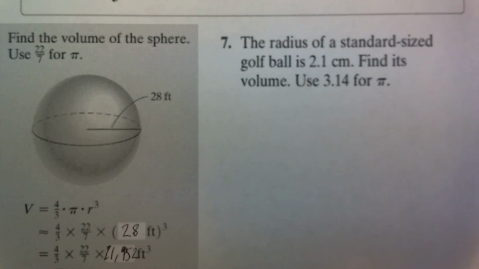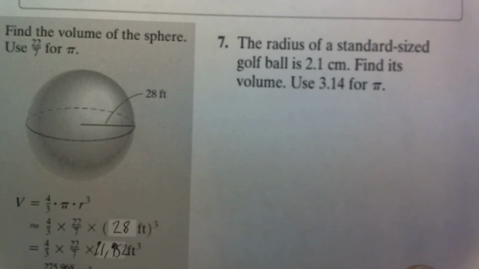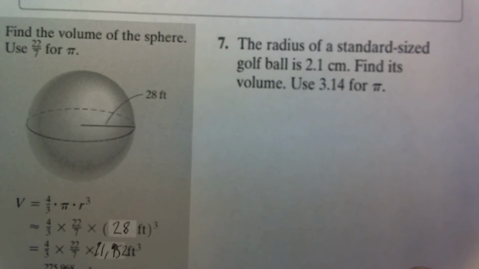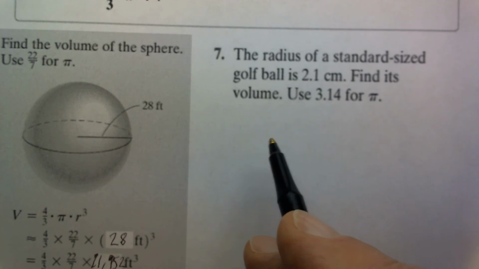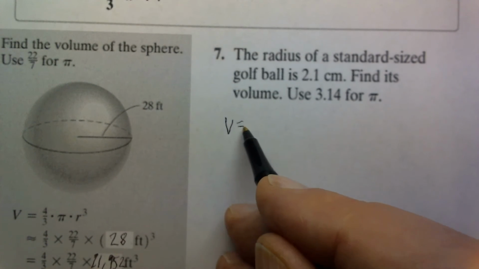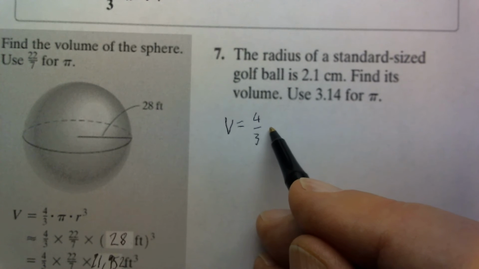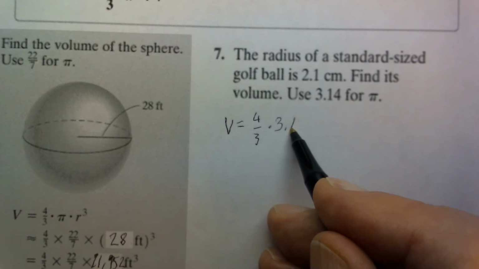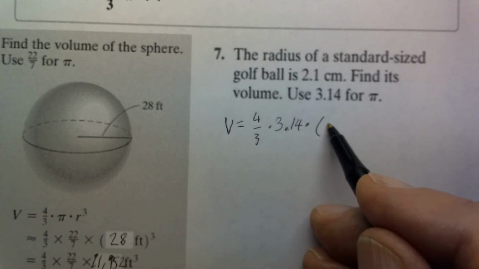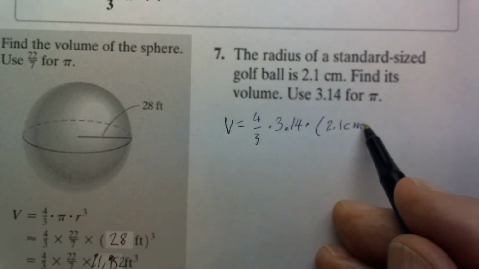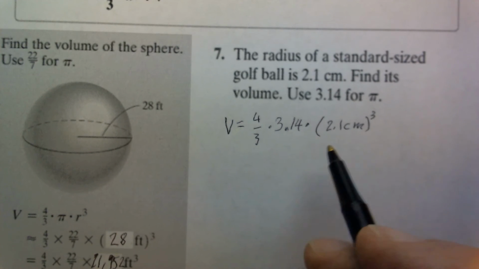Okay, here's another example. The radius of a standard size golf ball is 2.1 centimeters. Find its volume. Use 3.14 for pi. So here we have V, the formula for the volume of a sphere, 4/3 pi, and pi is 3.14, times 2.1 centimeters to the third power, since the radius is 2.1 centimeters.